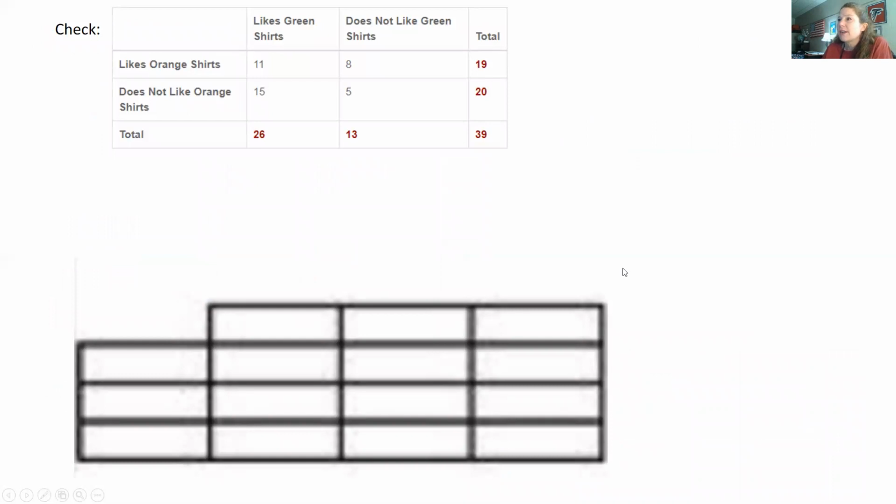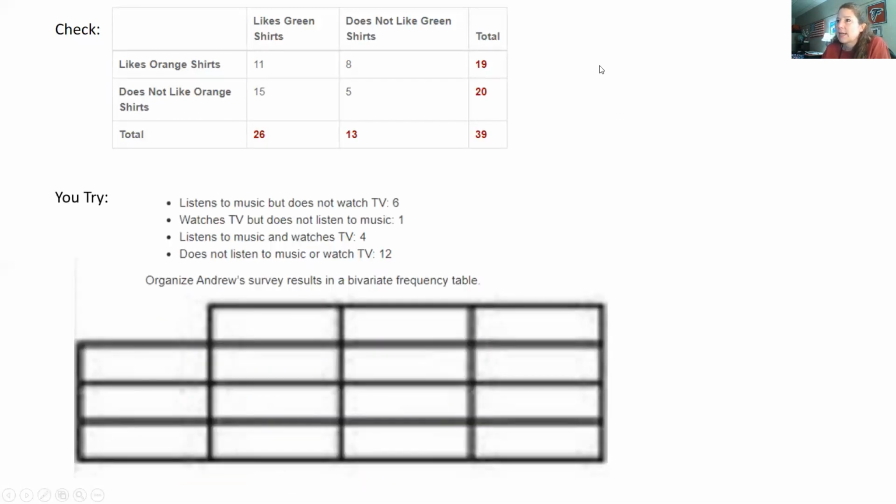All right, so let's look here. Oh, and that's what I had. So we got it right. We checked our answer. Yes, we're correct. All right, so let's create our own two-way table.